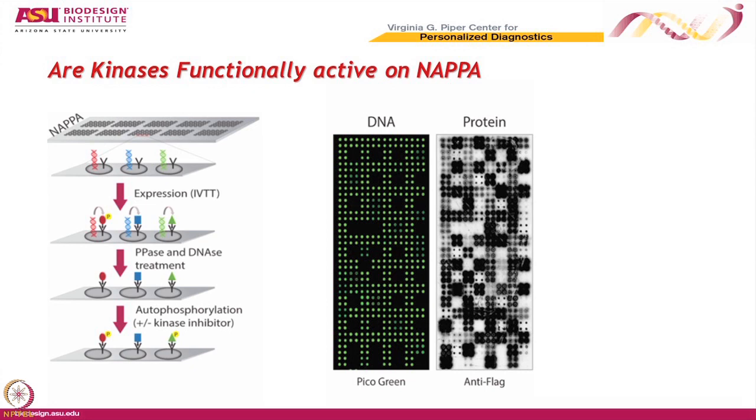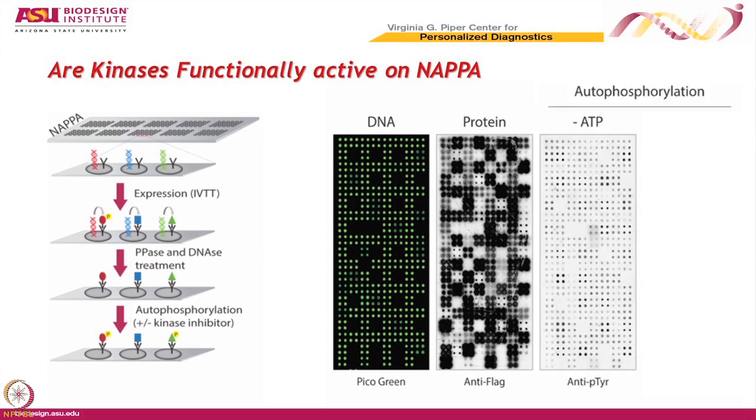Okay, so now the question we wanted to ask was, are these proteins phosphorylated? So we took this array, and if we treat it with buffer but no ATP, and you stain it with an anti-phosphotyrosine antibody, none of the proteins light up. So that means the proteins won't have phosphates. That's no surprise. The question was, were these proteins active?